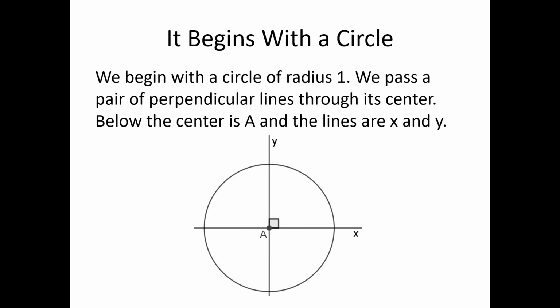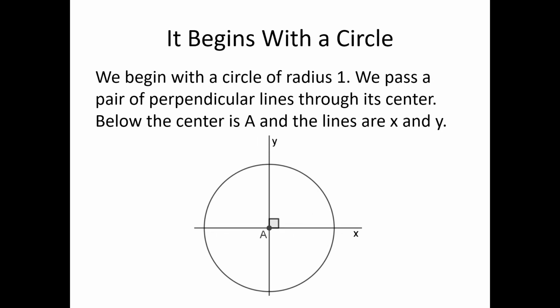Now here's what we do with that unit circle. We pass a pair of lines through its center point that are perpendicular to one another. And you see them in this diagram. So A is the center of our circle, and we have passed two lines, I've called them X and Y, through A, and X and Y are perpendicular, as is indicated in the diagram.